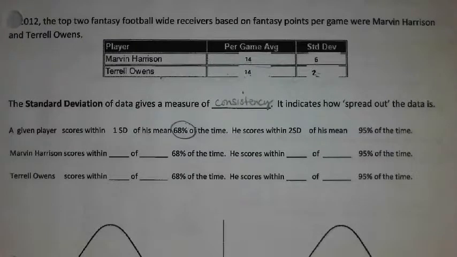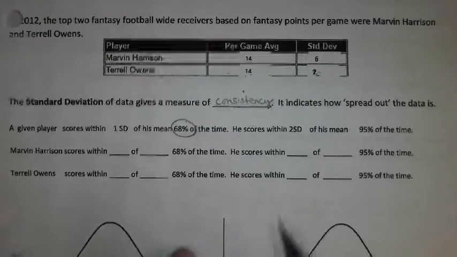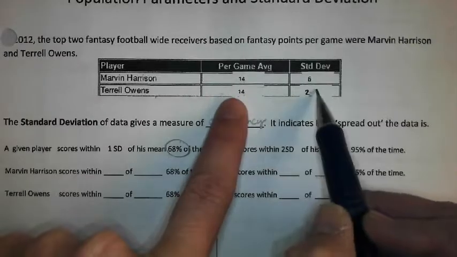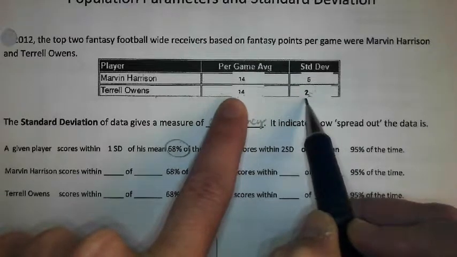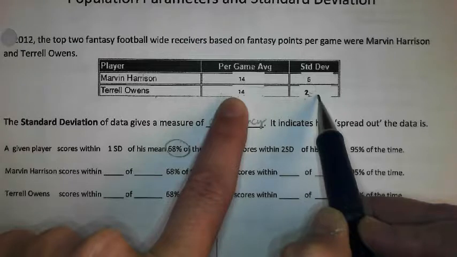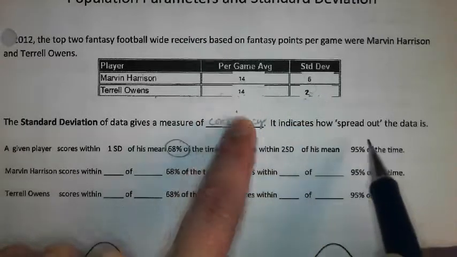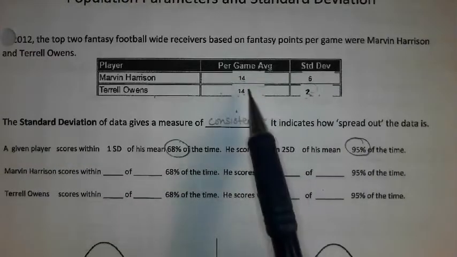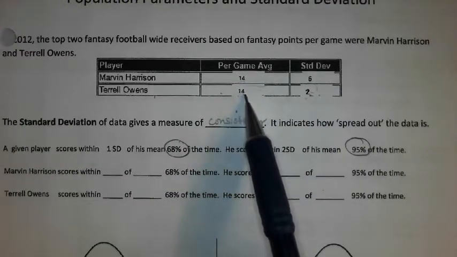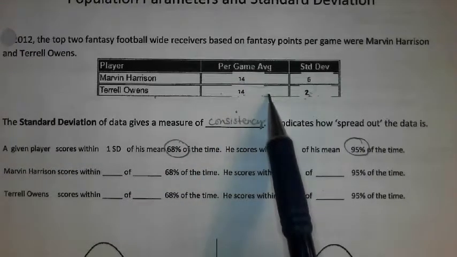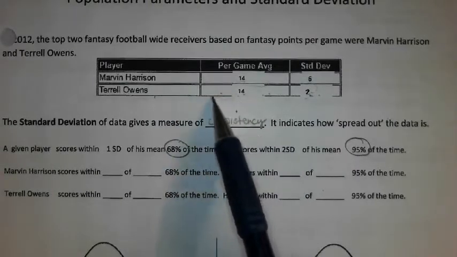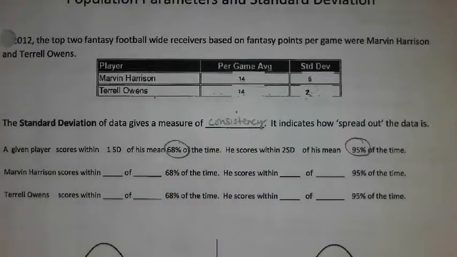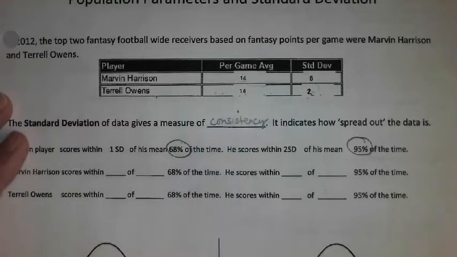Once you go 2 standard deviations away, so let's go for Terrell Owens. If 1 standard deviation is 2 points, 2 standard deviations is 4 points, yes? So then the percentage jumps up to 95% of the time. So 95% of the time, he's either 4 points above, which would be upwards of 18, or 4 points below, which would be on the low side 10. So 95% of the time, he's between 10 and 18.